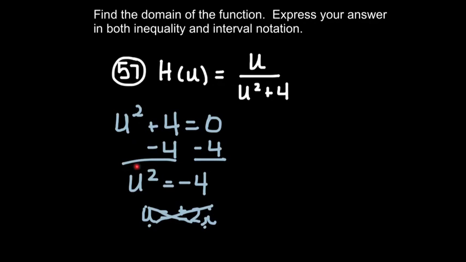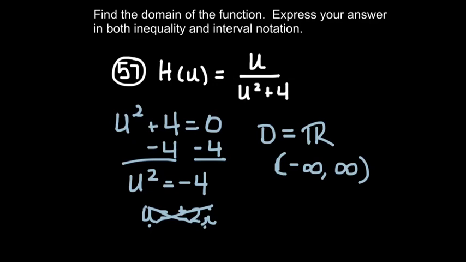Another way to think about that is there's no real number that I could square and have it equal negative 4. That means there's no real number that's going to put a 0 in the denominator of this fraction. So I'm free to choose any real number to plug in for u. So my domain is all real numbers, or negative infinity to positive infinity.